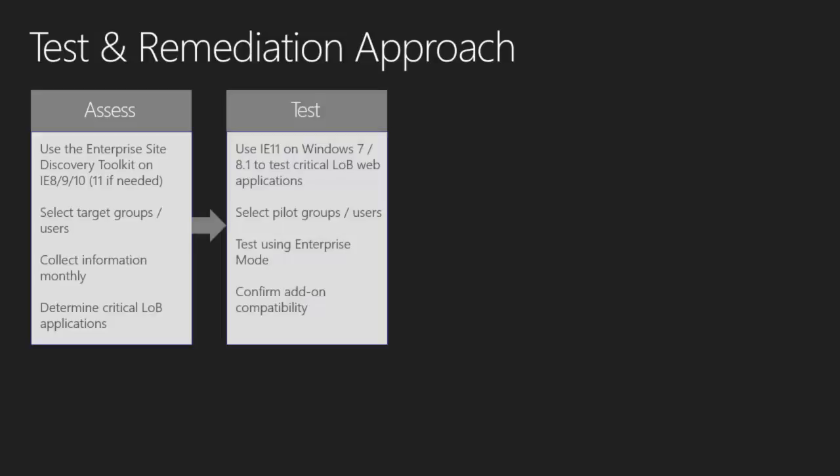Then with the testing, we can use IE 11 on some of the Windows 7 and 8.1 machines. We can test out those critical line of business web applications. We can select the pilot groups, it may just be a handful of individuals, it may be larger groups, and then we can test that using enterprise mode, and confirm that the add-ons that we require are also compatible with Internet Explorer.